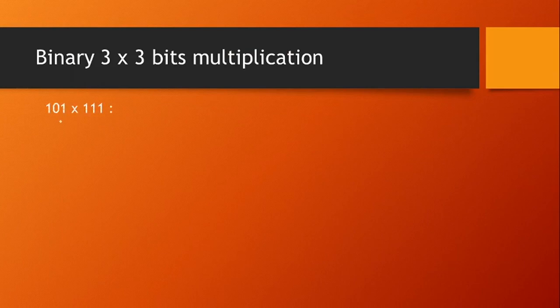If you have a 3-bit binary number, how can we do that multiplication? Let's take the numbers 101 and 111. 101 is the binary of 5 and 111 is the binary of 7. As everyone knows, 5 into 7 is 35. So will we get the binary of 35 as the result? Let's check. First we multiply the first digits. So 1 into 1, step 1, is 1.